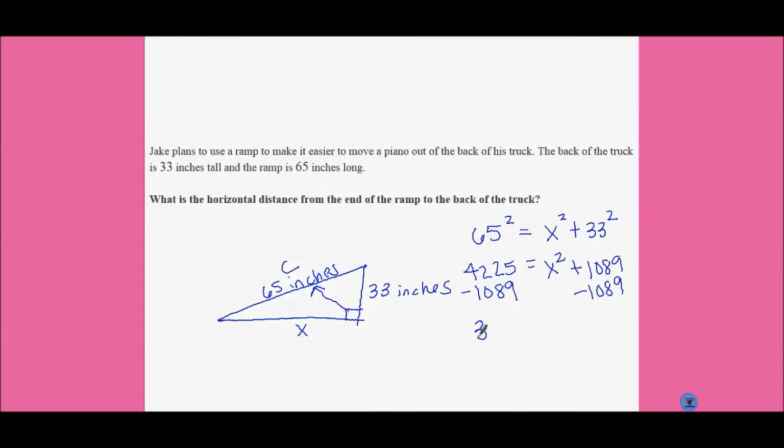We get 3,136 equals x squared. Square root to both sides to undo the squared. And we get that x equals 56. Since we're dealing with a word problem, we should include our units in our answer, which would be inches.